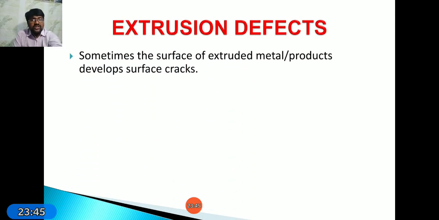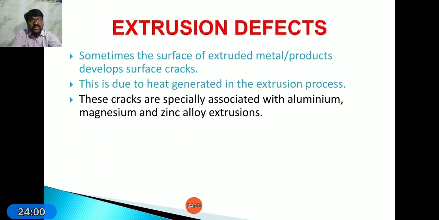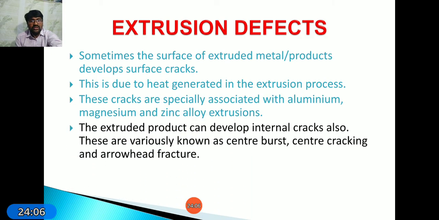Sometimes the surface of the extruded metal or products develops surface cracks. It is one of the defects in the extrusion products. This is due to heat generated in the extrusion process. Due to this, the surface cracks will occur. These cracks are especially associated with aluminum, magnesium and zinc alloy extrusions. Next, the extruded products can develop internal cracks also. These are variously known as center burst, center cracking and arrowhead fracture.